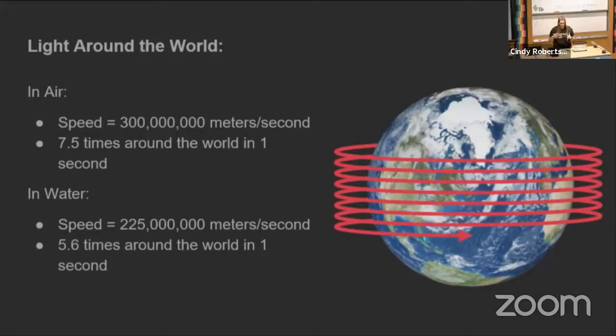So that's just a crazy number to comprehend, right? But what's cool about light is it acts a little bit different in different materials. So for example, we just looked at water, like when we're looking in our pool or our fish tank, and light actually travels at a different speed in different materials. For water, it's a little bit slower, about 225 million meters per second. That means it can travel around the world about 5.6 times in 1 second. So it's a little bit slower, and because of this difference in speed, that is what's helping us have total internal reflection.